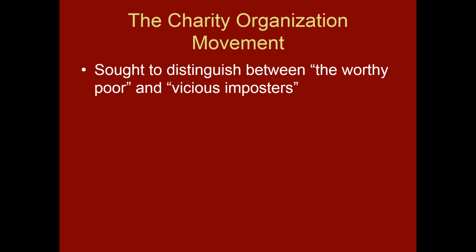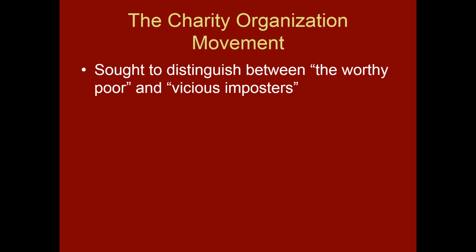It was called the Charity Organization Movement. It began in London in 1869, and it crossed the Atlantic. The second example of a charity organization society was actually in Detroit in the late 1870s. Their goal was to distinguish between, and these are their words, the worthy poor and vicious impostors.